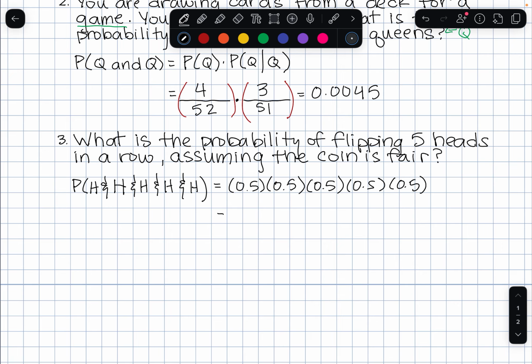So that is 0.5 to the 5th power, because there are 5 of those numbers. I'm going to plug that into my calculator. Let's see what we get. So 0.5 to the 5th, and I get 0.03125. So a little bit more than 3% of those outcomes will be 5 heads in a row if I flip a coin 5 times.